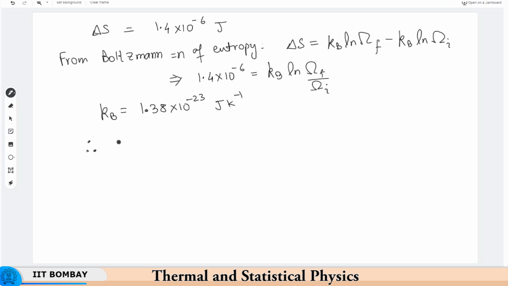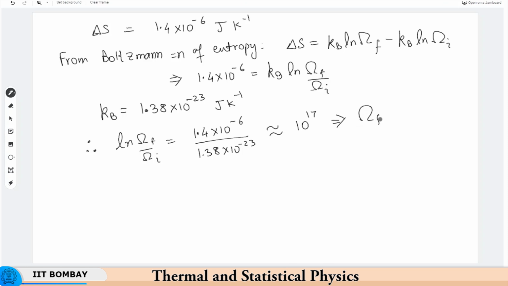Therefore, we can see that log of omega f by omega i comes out to be 1.4 into 10 to the power minus 6 divided by 1.38 into 10 to the power minus 23, which is approximately equal to 10 to the power 17. Which implies the number of microstates after we have heated the water by 0.0001 Kelvin, divided by the number of microstates at 300 Kelvin, is essentially e raised to the power 10 raised to the power 17.